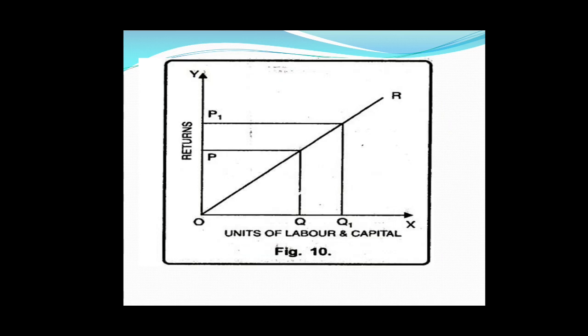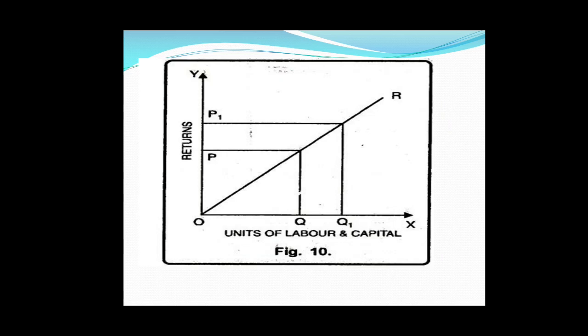This stage can also be illustrated or explained with the help of a figure. Here in this figure, same along the x-axis, we take the variable factors, and the y-axis represents the returns or the increase in output. And here we can see that when factors of production, that is the labor and capital, increases from Q to Q1, output also increases from P to P1.